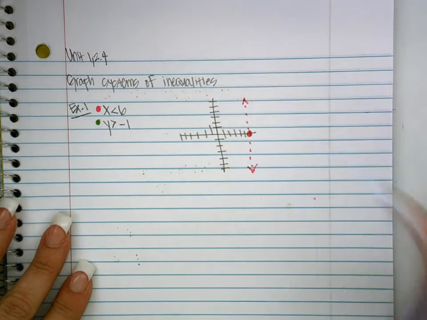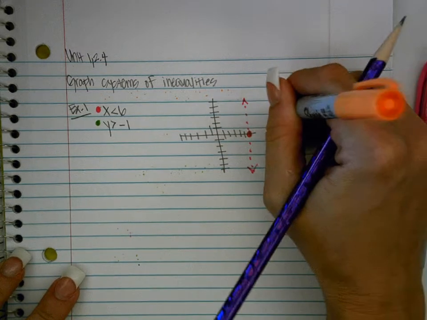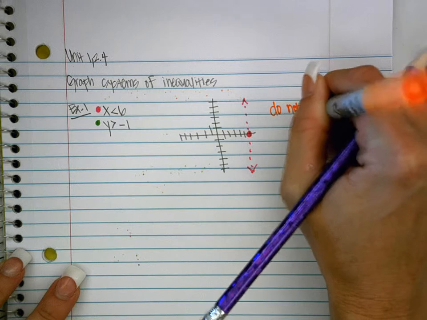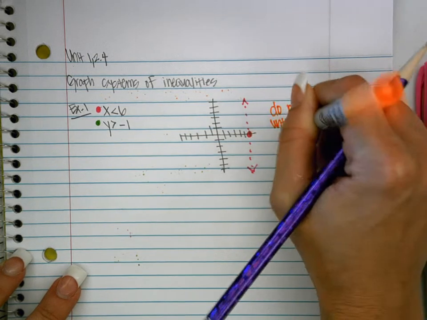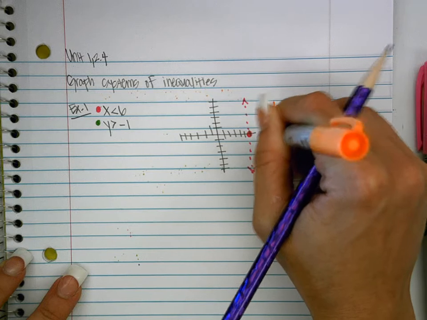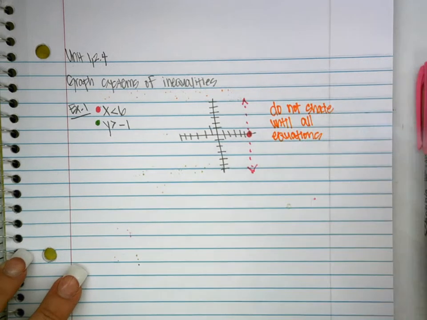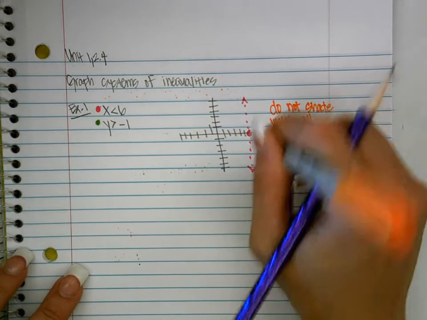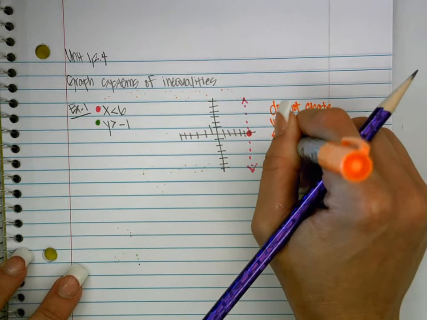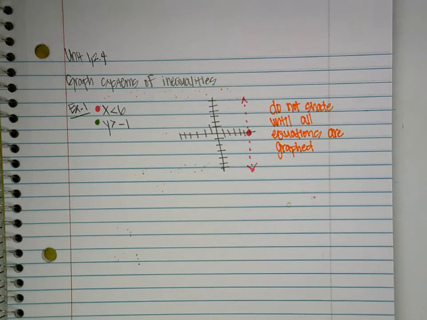Now, before you do any shading, you're going to write yourself a note. Do not shade until all equations are graphed. We are not going to shade. We're going to do the shading at the end. So do not shade until all equations are graphed. Do not shade until all of the equations are graphed.